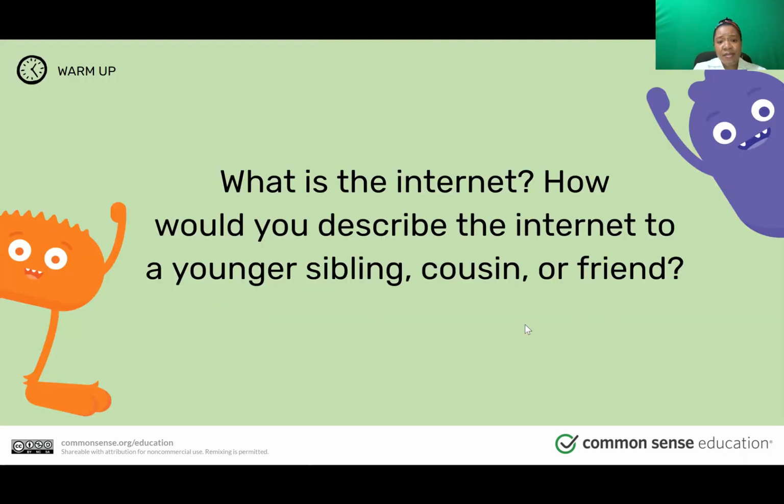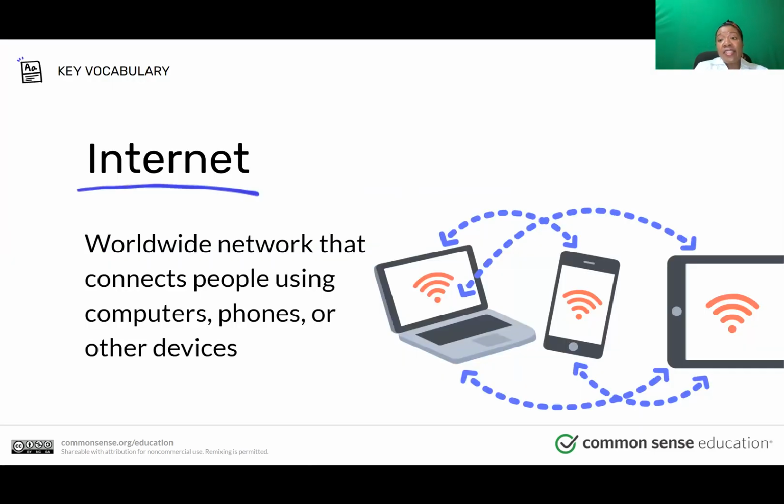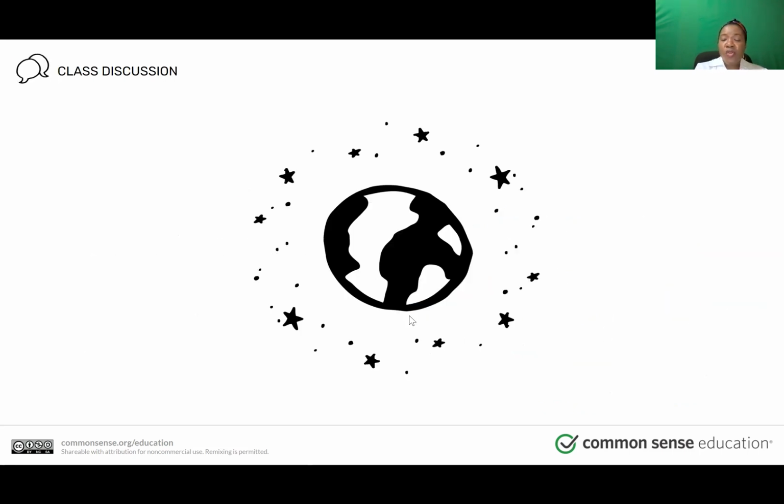What is the internet? How would you describe the internet to a younger sibling, cousin, or friend? How would you describe it? Here is a meaning for the word internet. The internet is a worldwide network that connects people using computers, phones, or other devices. You can picture it like this. All right. So remember, we're going to discuss this more in Google Meet. It depends on if you're seeing this after I taught the lesson with everybody in Google Meet or before.